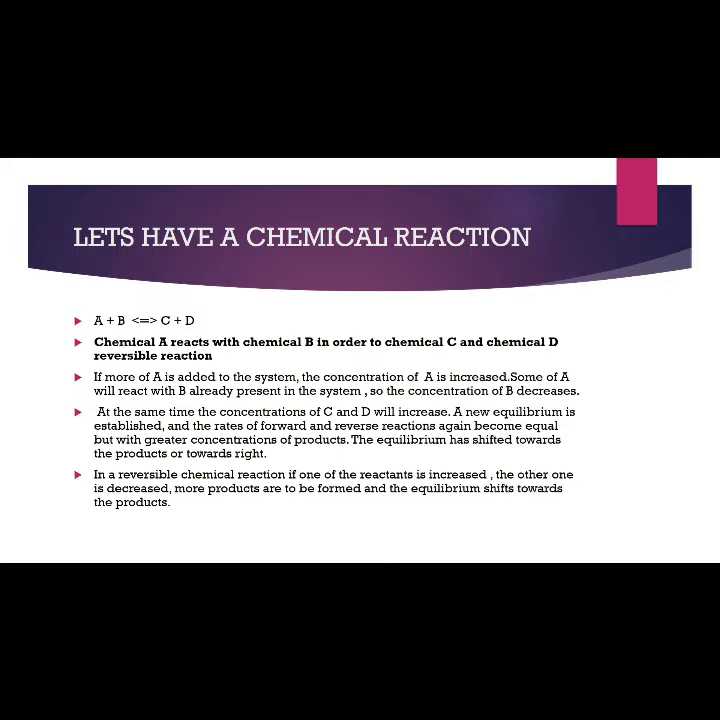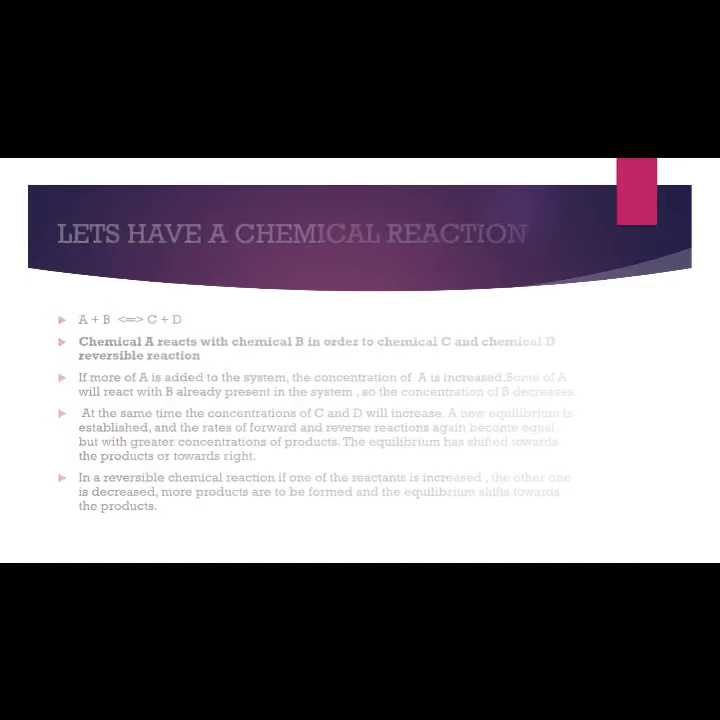A new equilibrium is established, and the rates of forward and reverse reaction again become equal, but with greater concentrations of products. The equilibrium has shifted towards the products or towards the right. In a reversible chemical reaction, if one of the reactants is increased, the other one is decreased, more products are formed, and the equilibrium shifts towards the products.